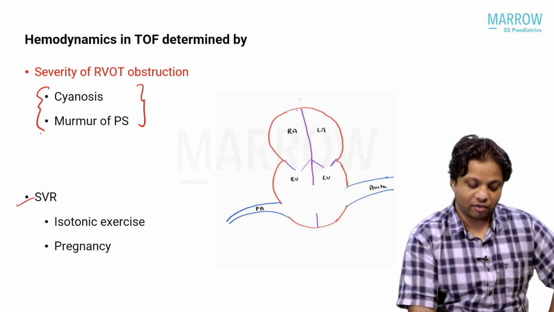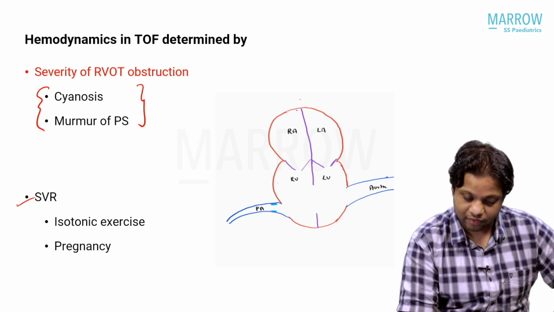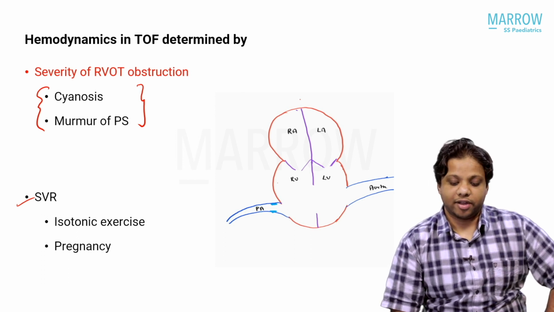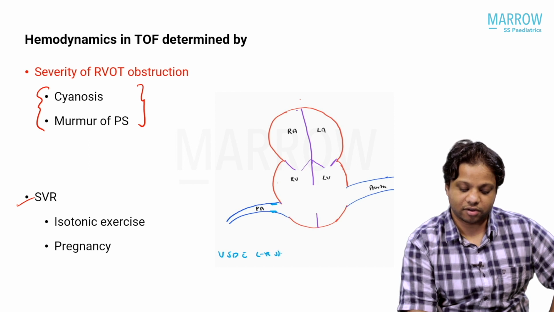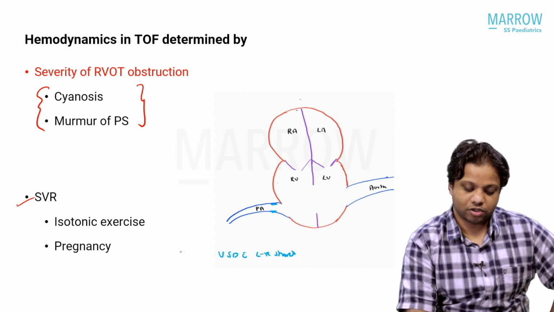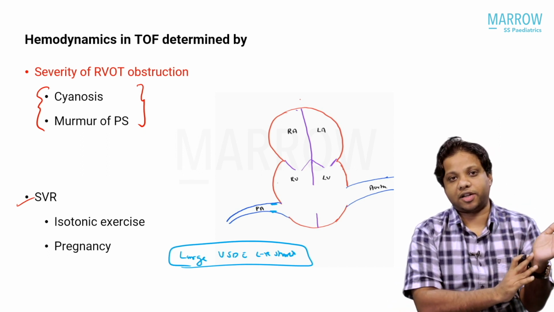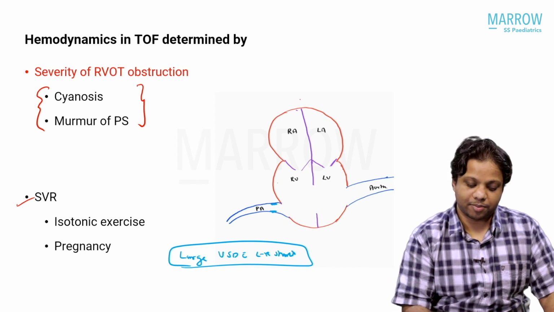Let's take the example of a very mild TOF. Suppose you have a very mild TOF which has hardly any obstruction at the level of the RVOT. It's basically going to behave like a VSD with left to right shunt. So basically a large VSD with left to right shunt. So a very mild TOF where there is minimal obstruction at the level of the pulmonary artery is basically going to behave like a VSD with left to right shunt. So keep that in mind.